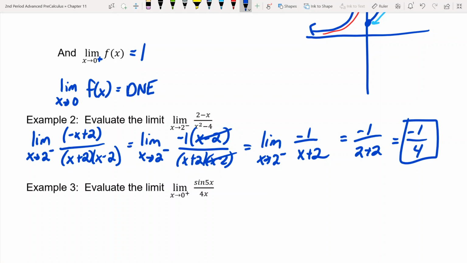So as we look at these approaching from the left and right, ultimately we're asking if we're approaching the two-sided limit, what would the answer be?